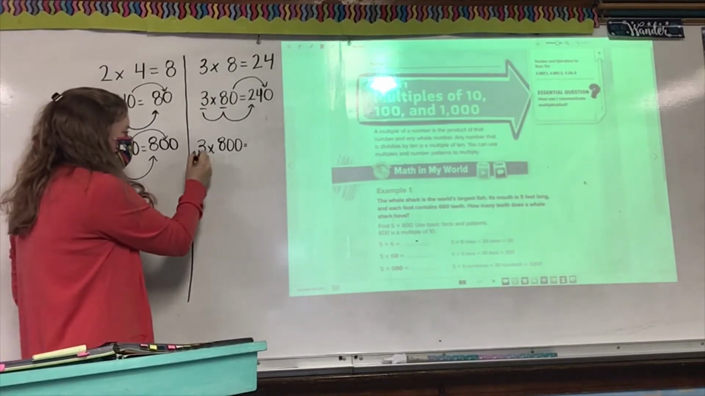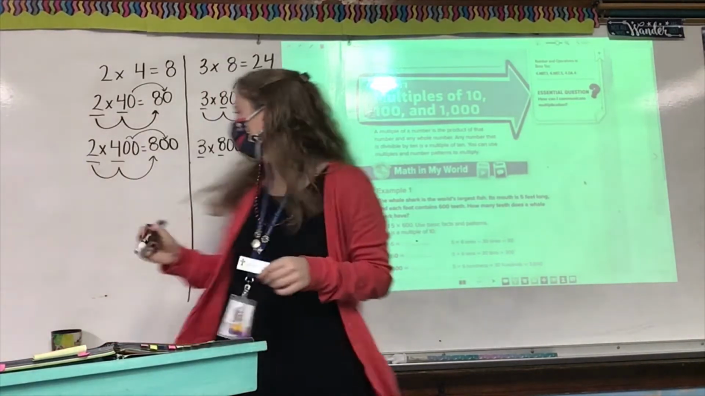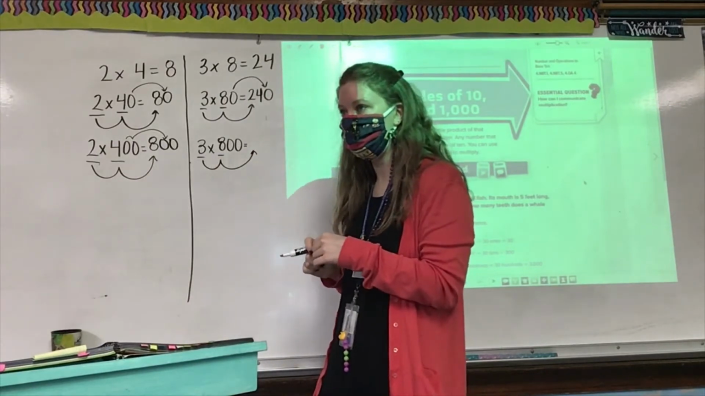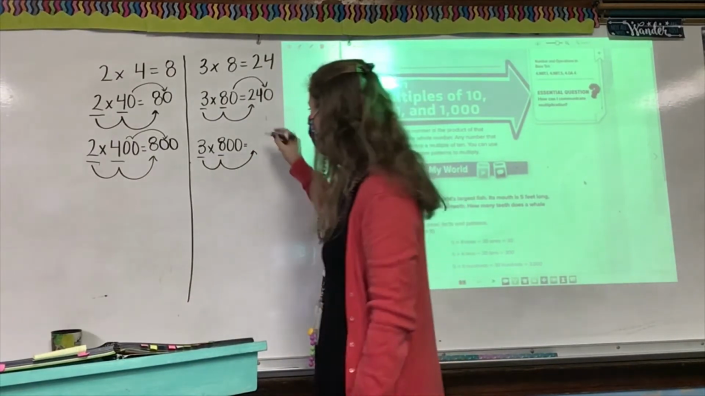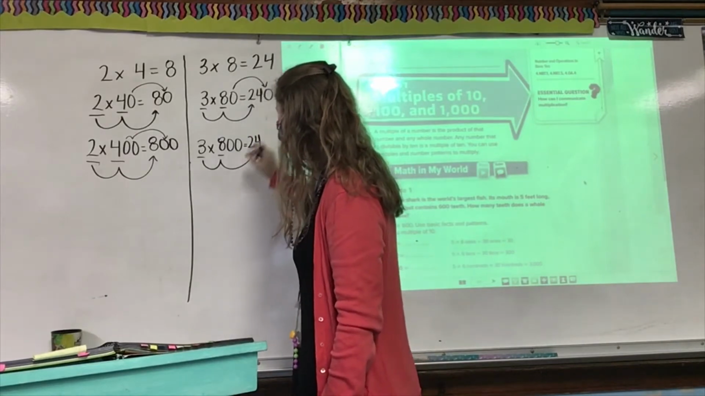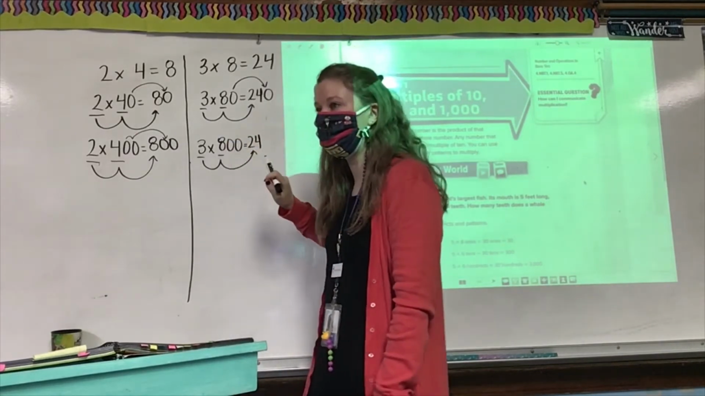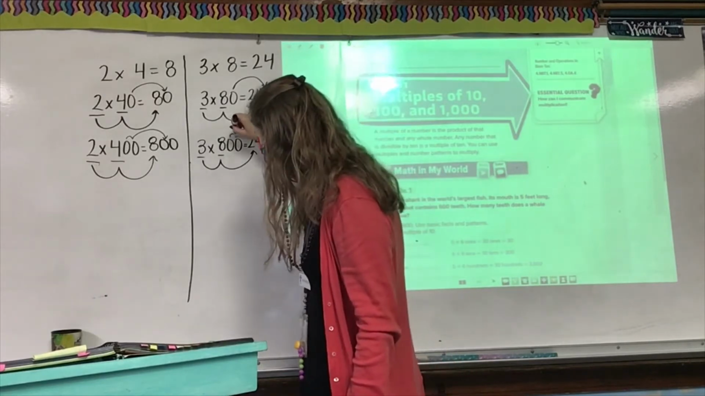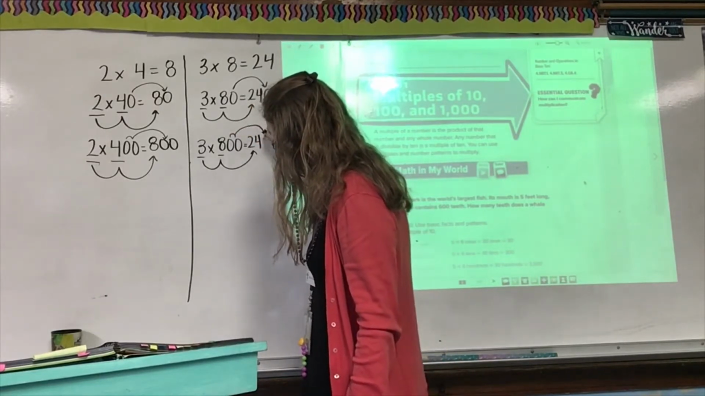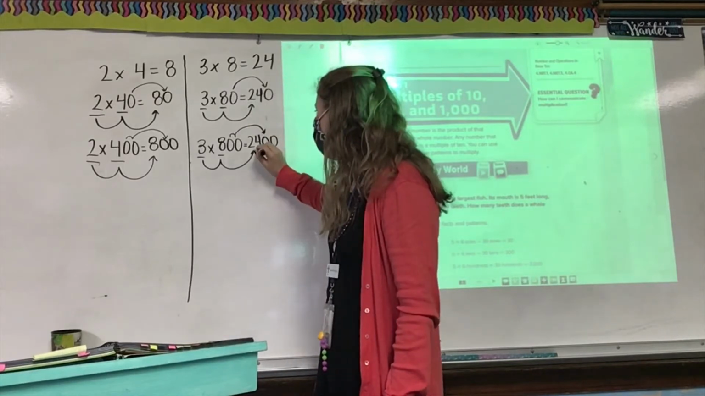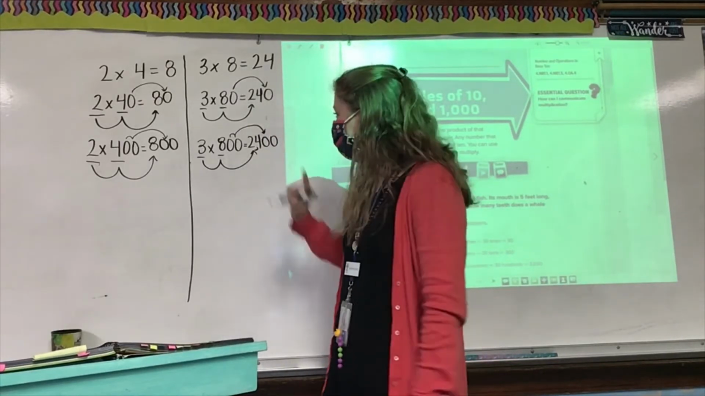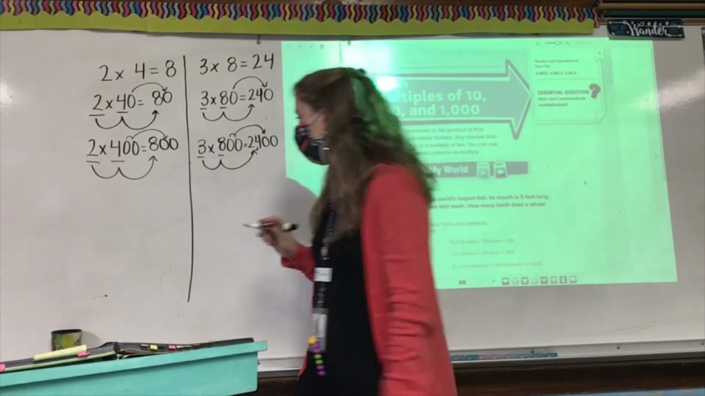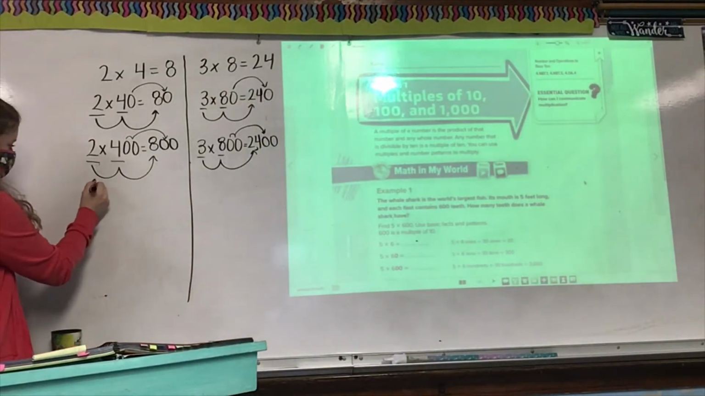800. Well, let's try the same thing here. 3 times 8 is? 24. How many zeros do we have at the end of our numbers? 2. Put in our comma. So 3 times 800 is? 2,400. Well, let's try one more.